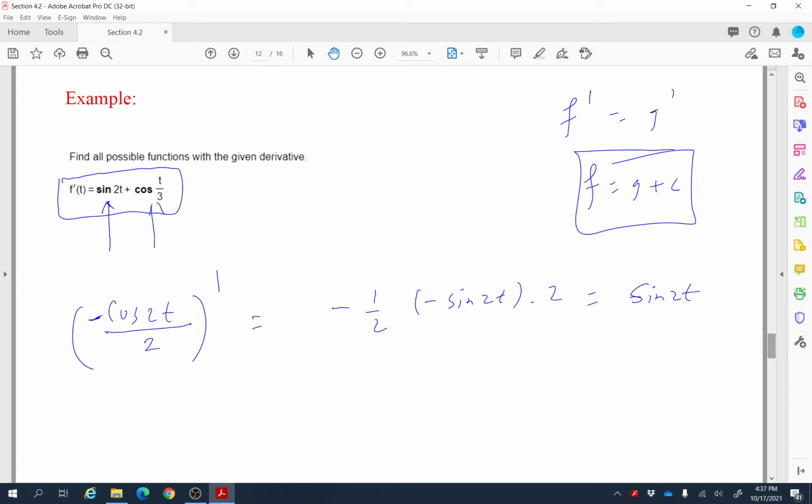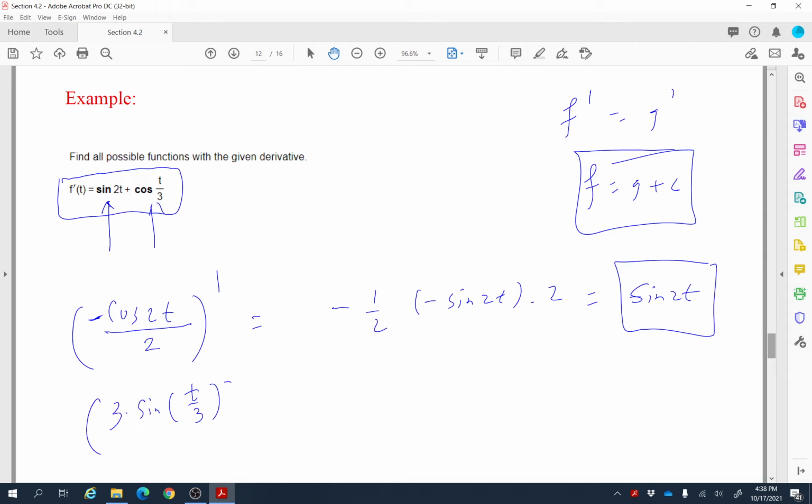So the derivative of negative cosine 2t over 2 is sine 2t. Okay, so we found the function for this one. Similarly, now we need to find out the function whose derivative is cosine t over 3. We know that the derivative of sine is cosine, so there must be sine t over 3. But if you try to find out the derivative of sine t over 3, there would be 1/3 available.